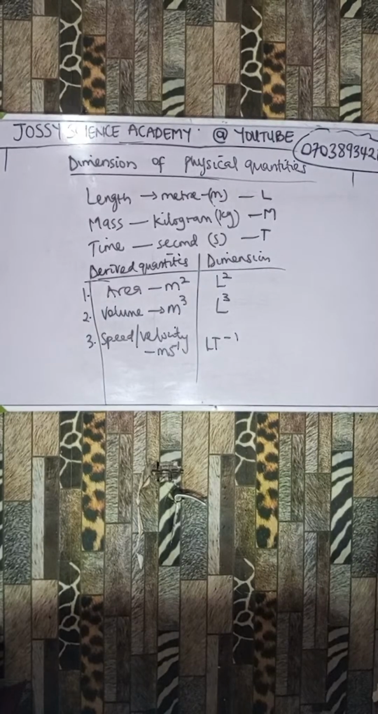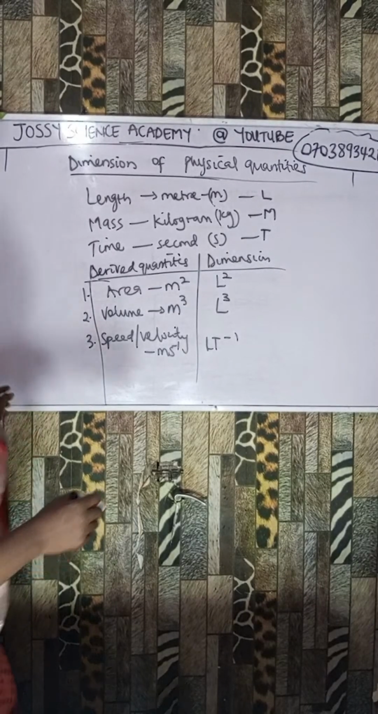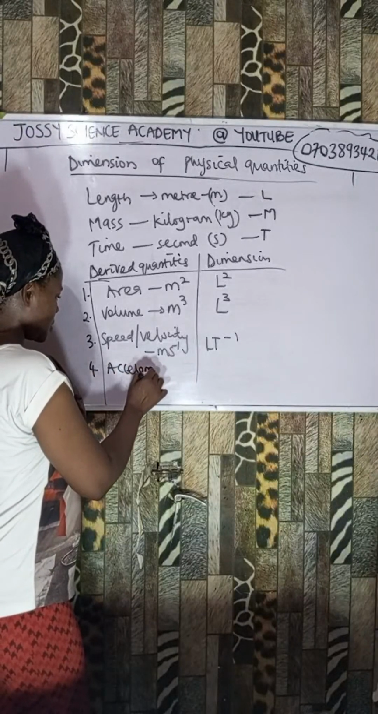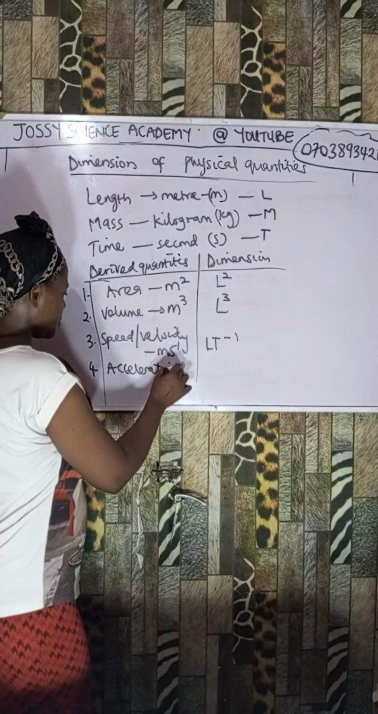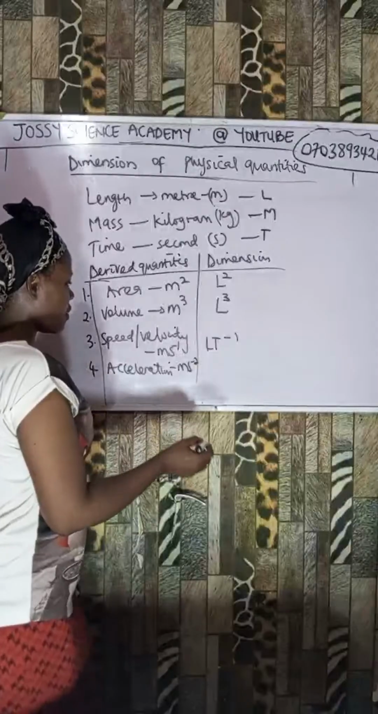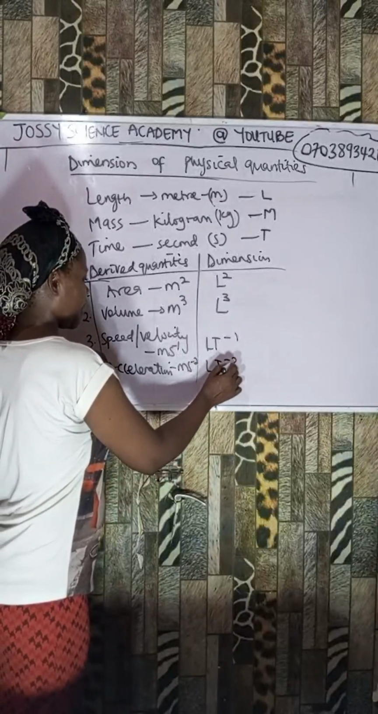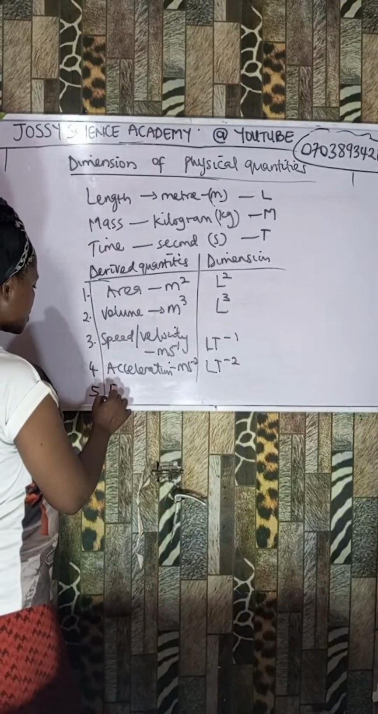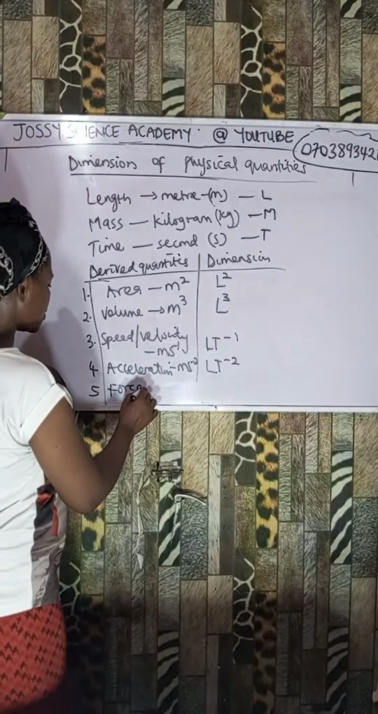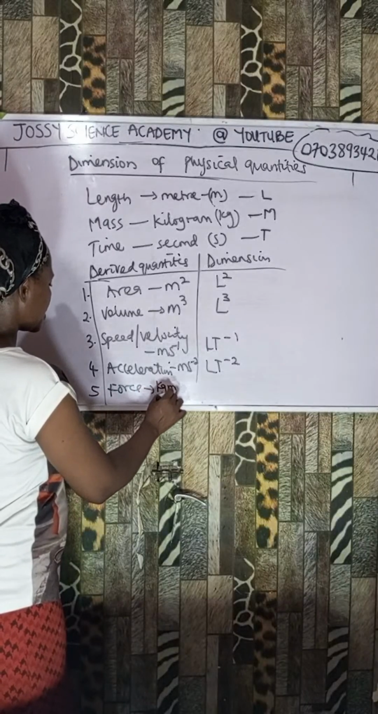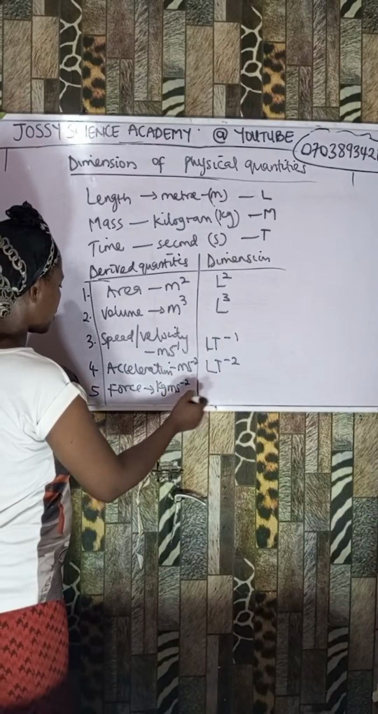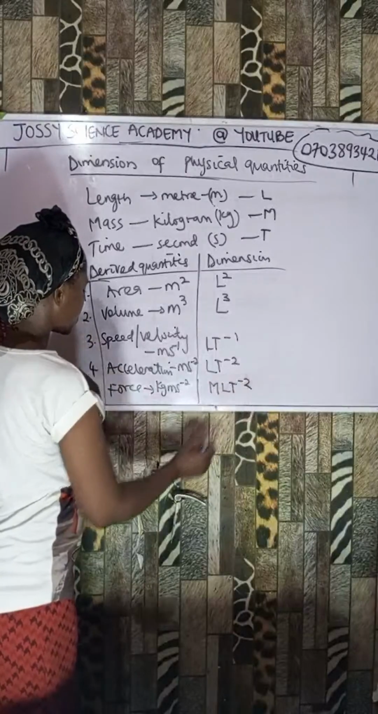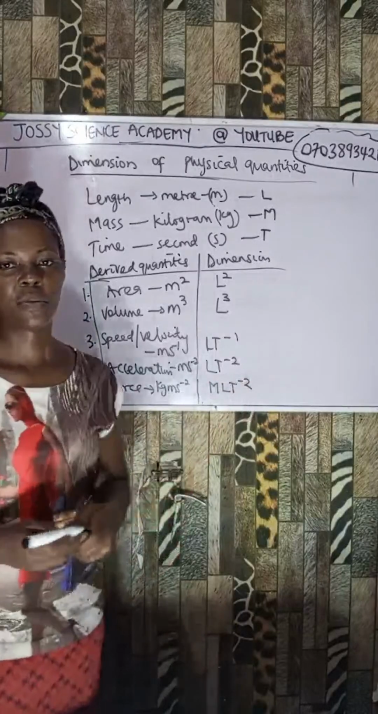Okay, so I have acceleration. Unit is meter per second square. So that becomes L T power minus 2, right? So the last one is force. Force is what? Kilogram meters per second square. That becomes M L T power minus 2. Are we clear? Do you understand?